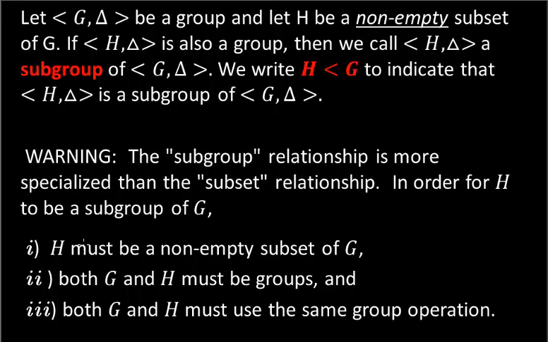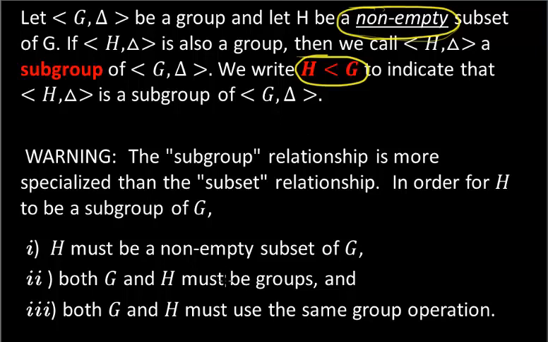Now you want to put this on pause right now and make sure that you get this into your notes. It's in handout 3. If G is a group and H is a non-empty subset of G, that's part of the definition, then if H with the same operation as G is also a group, then we call H together with that operation a subgroup of G. And we write H is a subgroup of G. So it's a non-empty subset of G which is a group all by itself using the same operation as G. That's what a subgroup is.